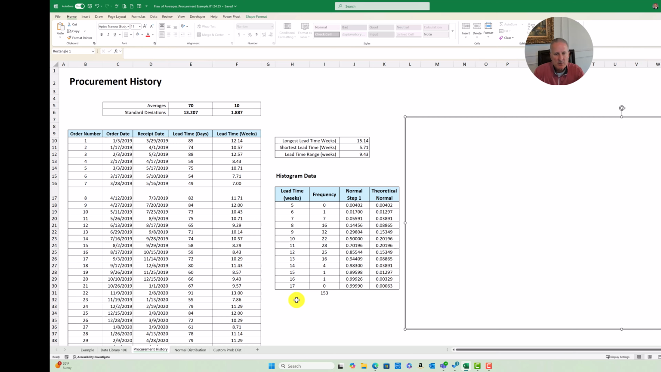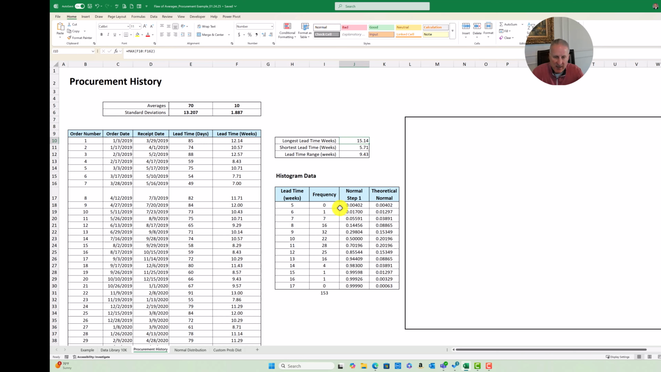The first thing we want to do is create a histogram. The longest lead time in here, the maximum number in this column of lead times from the actual data, was 15.14 weeks. The minimum was 5.71 weeks. Here's my table for my histogram data. I'd like my lowest number to be less than my lowest lead time, which it is: my lowest was 5.71, and I've got a 5 here.